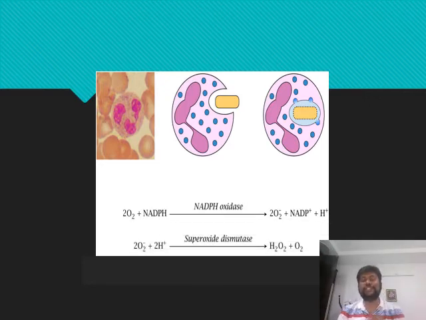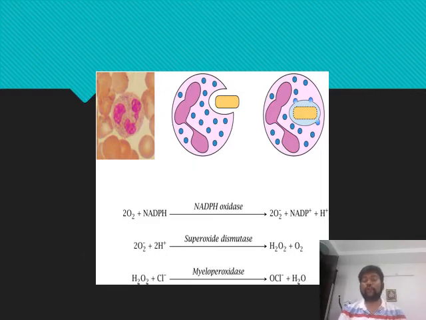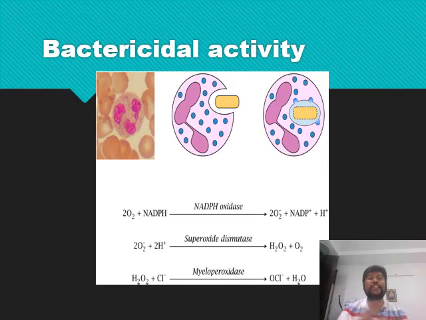This hydrogen peroxide in turn, in the presence of the enzyme myeloperoxidase, will react with chloride ions to form hypochlorous acid. This hypochlorous acid in turn will be utilized for killing the bacteria which are engulfed by the macrophages. So NADPH plays a very important role in the bactericidal activity of macrophages. To sum up, NADPH has a dual role in free radical metabolism. On one hand, it produces free radicals within the macrophages.